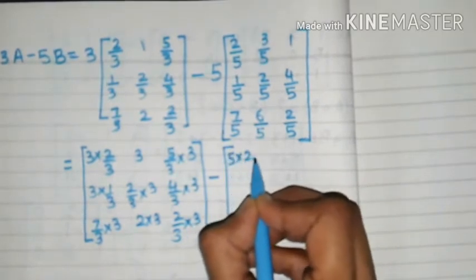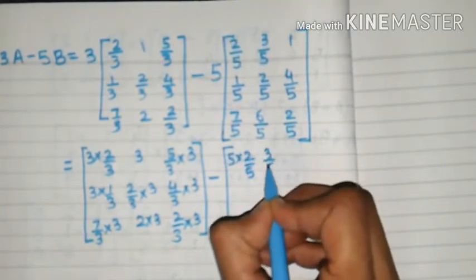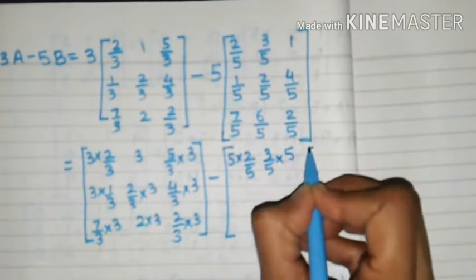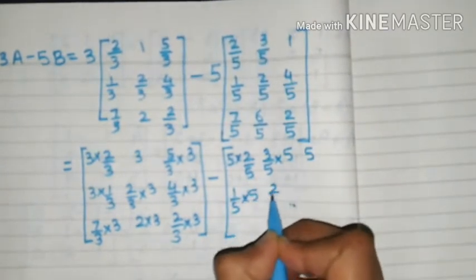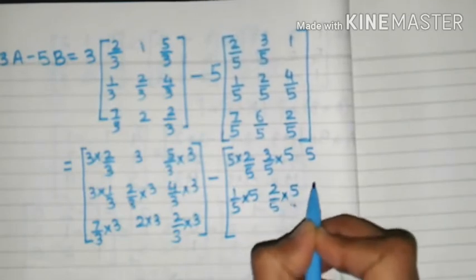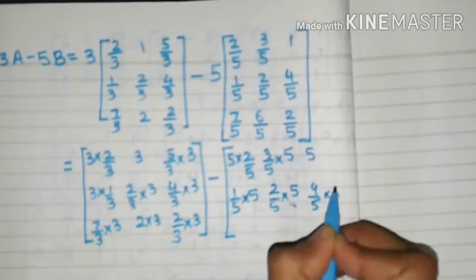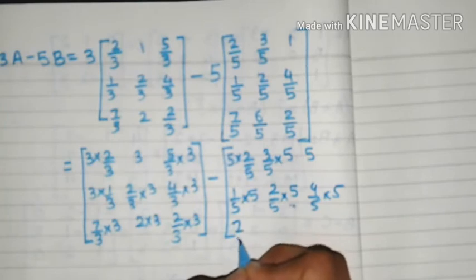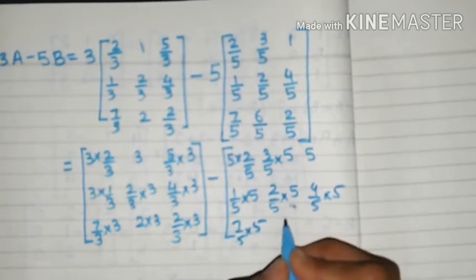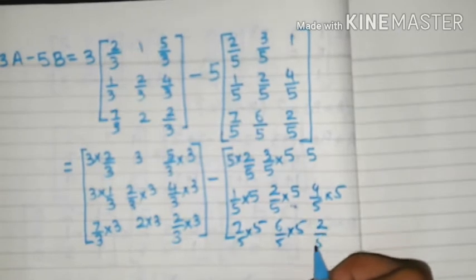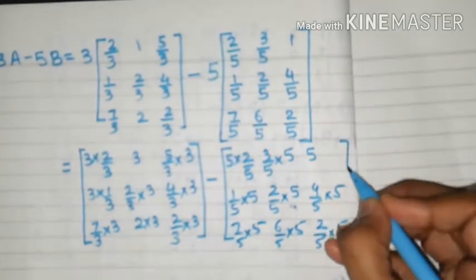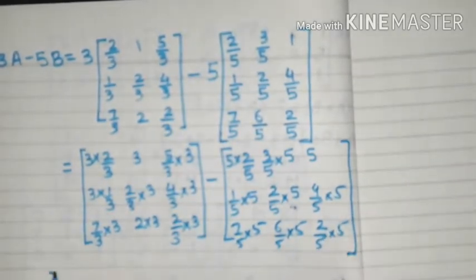So we will get 5 multiplied by 2 by 5. This is the first row. This is the second row multiplication. Just multiply it by the scalar. Multiplied by 5, 6 by 5 multiplied by 5, 2 by 5 multiplied by 5. That's all. Now let us do the multiplication within each matrix.